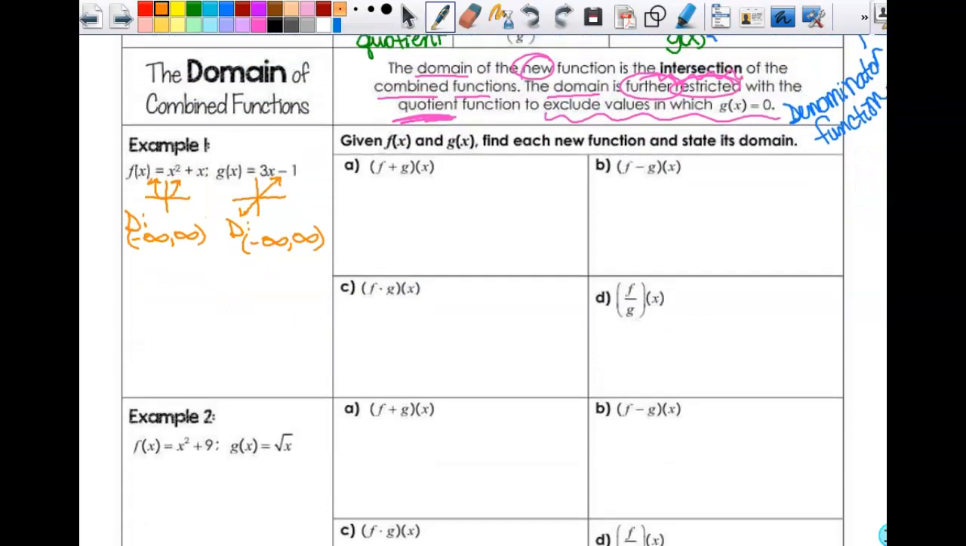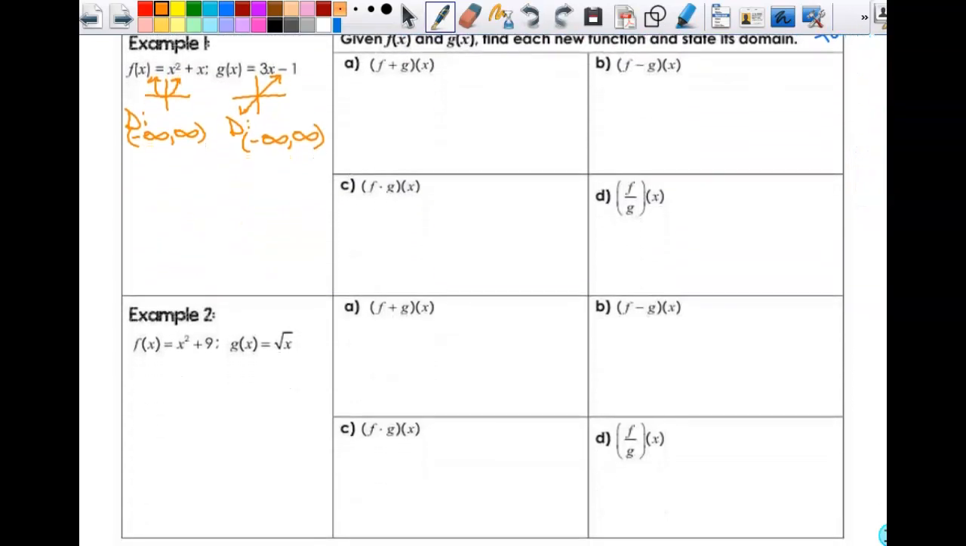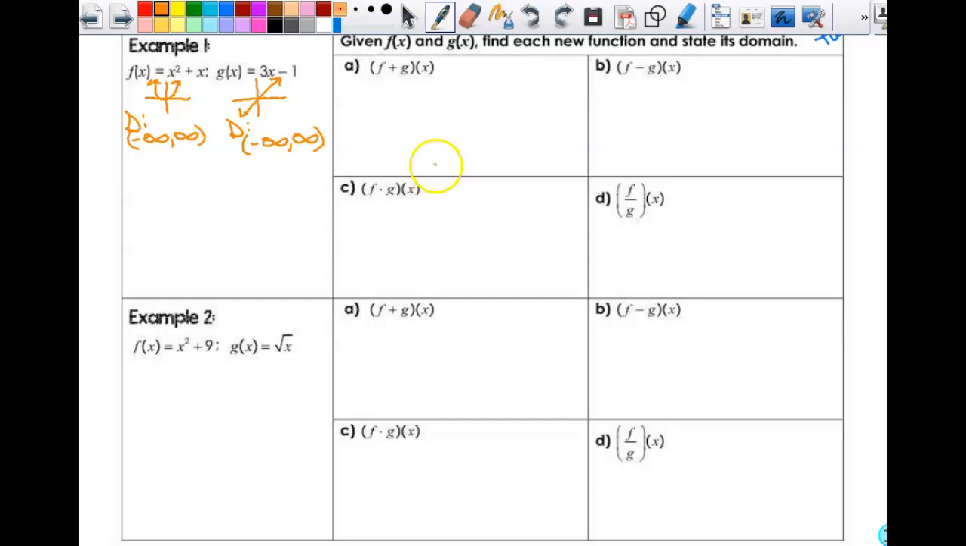Maybe the quotient function, but remember it said it's further restricted, so we don't know that for sure yet. But I can go ahead and say, all right, well, the domain here has to be negative infinity to infinity. I don't even know what the function is yet. The domain here, negative infinity to positive infinity. The domain here, negative infinity to positive infinity. The domain here, we'll revisit that in just a minute. Okay? So these three are already taken care of.